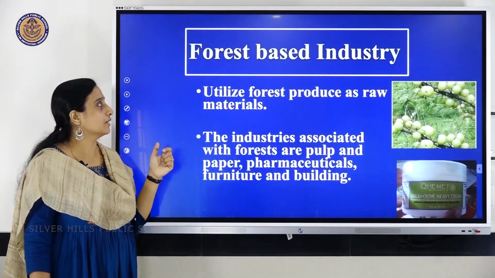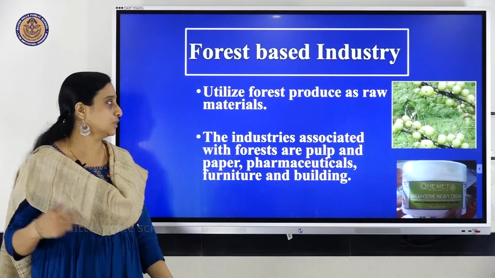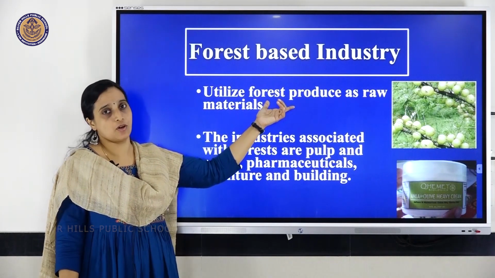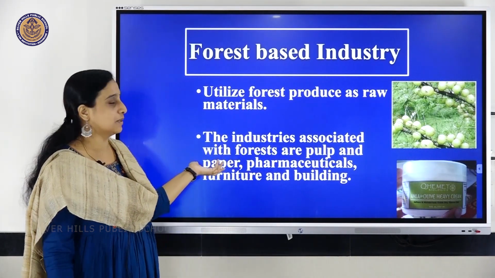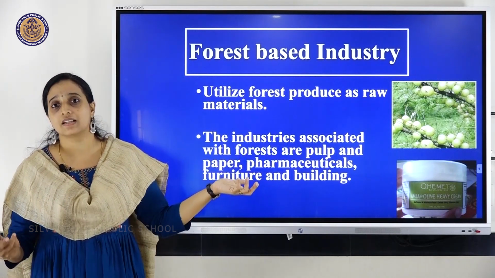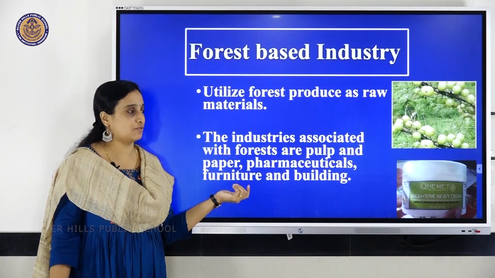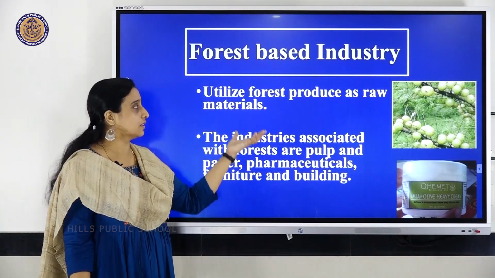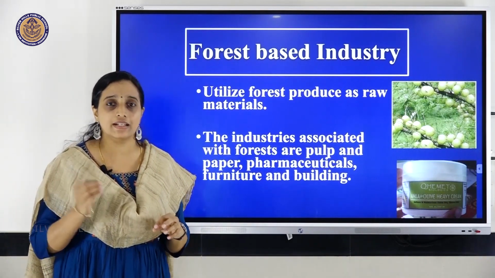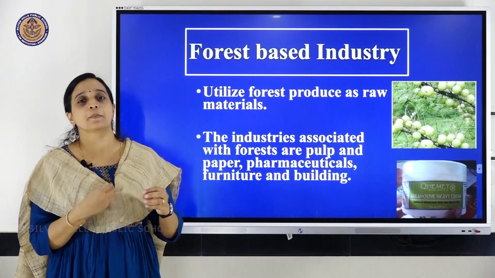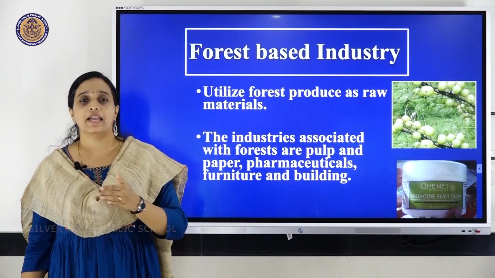The next one we have is the forest based industry. Here the raw materials that we use are from forest products. It can be used for medicinal purposes. It can be used, as we had already discussed, for paper, pulp, and also to manufacture furniture and buildings. So here the forest will be the major raw material which will be extracted, and then through the industry the processing will be done, and the output will be used by everyone.